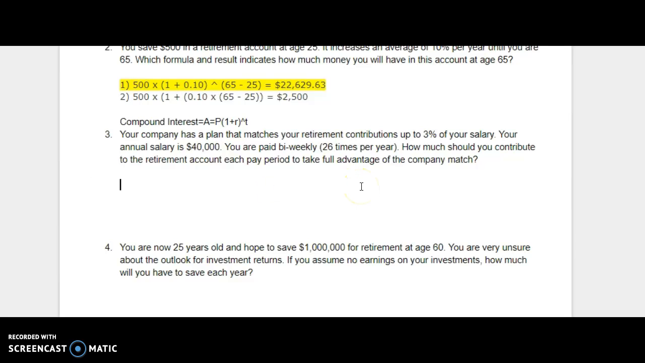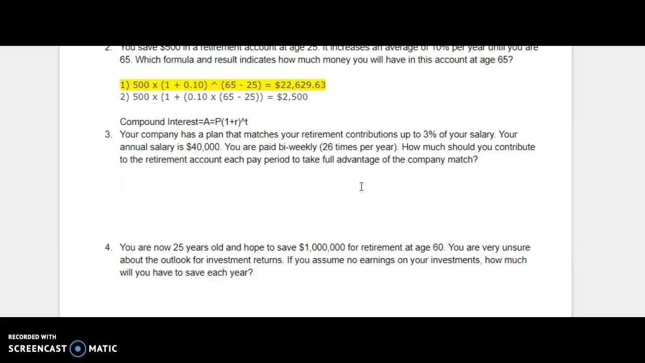All right, let's move on to number 3. Your company has a plan that matches retirement contributions up to 3% of your salary. Your annual salary is $40,000. You're paid bi-weekly, 26 times per year. How much should you contribute to the retirement account each pay period to take full advantage of the company match?